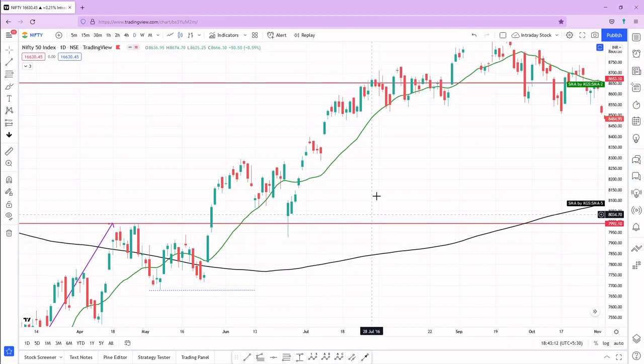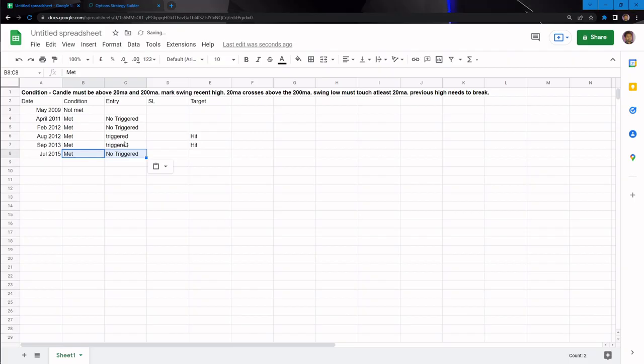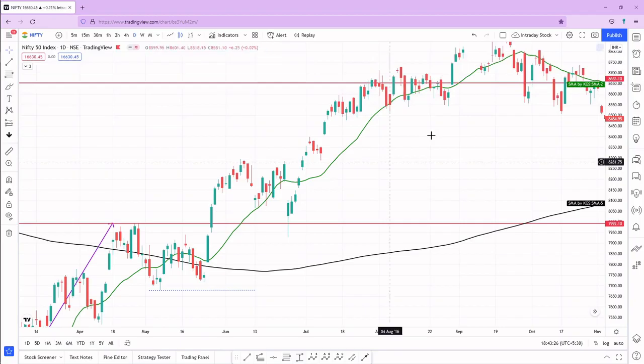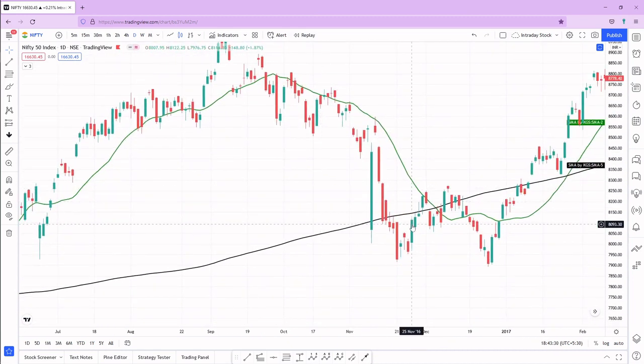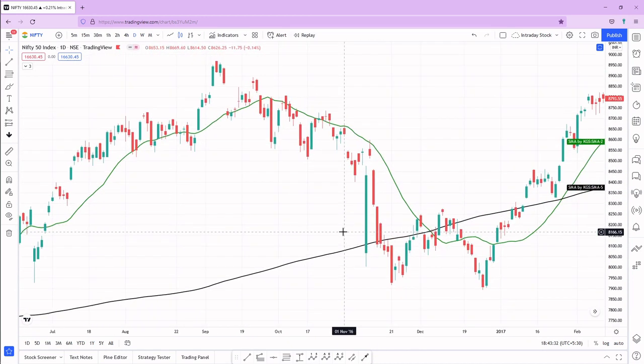Now let us see whether 8,400 is touched. Yes, 8,400 is touched over here. So in April 2016, the condition was met, triggered, and the target is also met. Okay, now let us go for the next scenario. This is 1:1 I'm keeping. You guys check for 1:2 also.